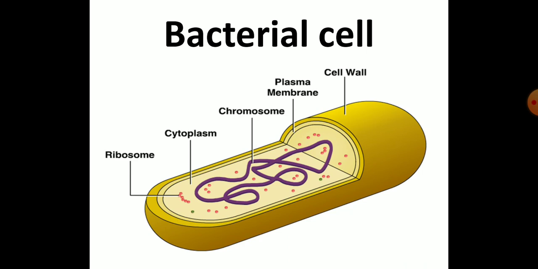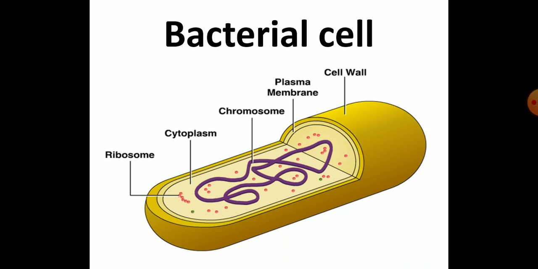The cell of a bacterium has an outermost covering, the cell wall. Hence they are considered as plants. Because if we distinguish plant cell and animal cell, the plant cell has a cell wall but the animal cell does not have a cell wall. So bacteria have a cell wall, therefore it is considered as plants.